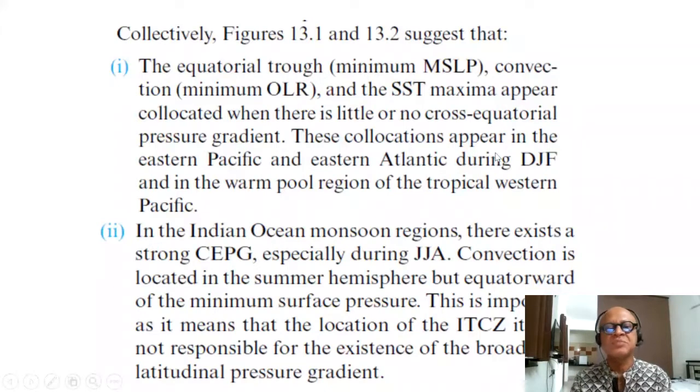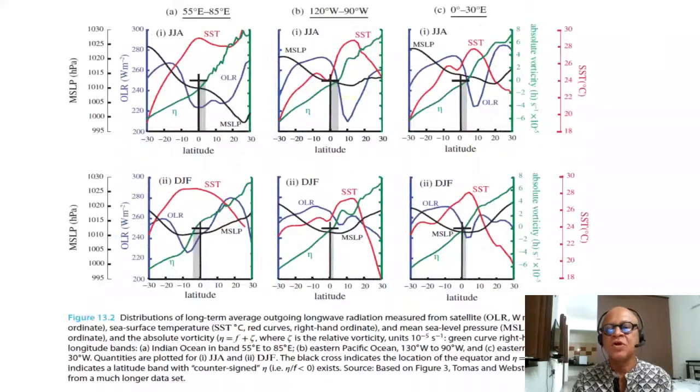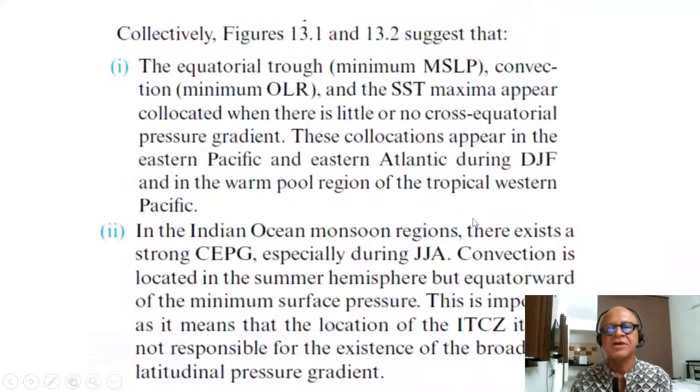These collocations appear in the Eastern Pacific and Eastern Atlantic during DJF and in the warm pool region of the tropical Western Pacific. So you can see, in DJF, the equatorial trough, the OLR, and the SST all together here in the east. Similarly here in the Atlantic.